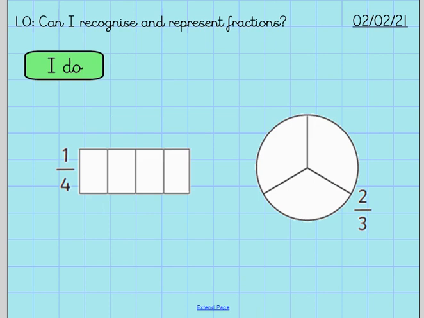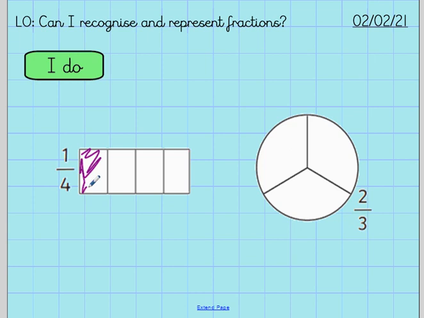Now let's have a look at here. You're going to have some shapes today to shade or recognise the fractions. Now this one, I know that the denominator is telling me that there are 4 parts. Now if I need to shade in 1 quarter, so 1 out of the 4.